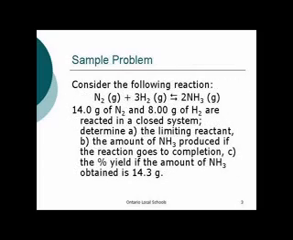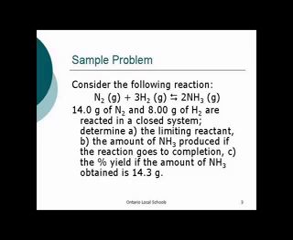Let's consider the following reaction. This is called the Haber process. It's the production of ammonia, which is NH3, from atmospheric nitrogen and hydrogen. And so our reaction equation is N2 + 3H2 ⇌ 2NH3. Now, you may not have seen the double arrow before, but this is what we call an equilibrium reaction, which means that the reaction doesn't go to completion under normal conditions. So that's going to affect our problem.